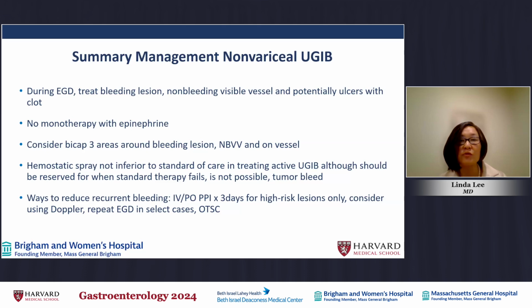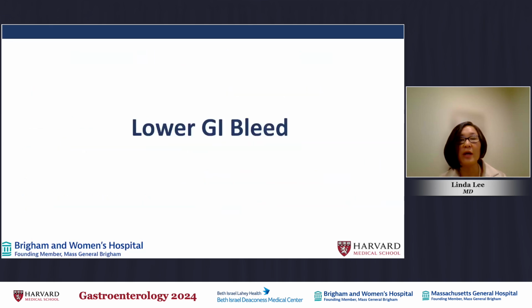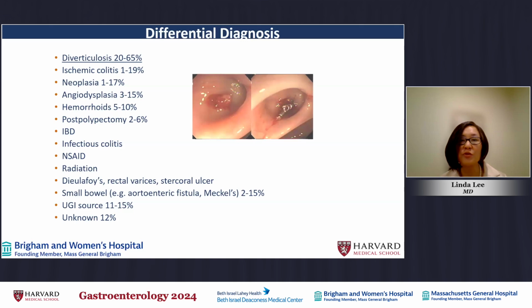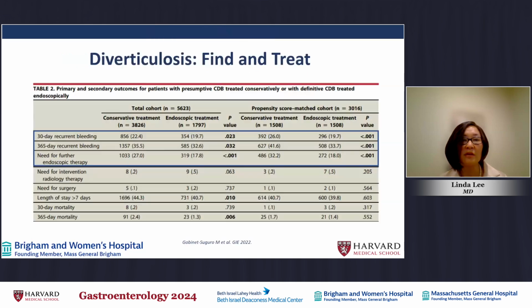And in terms of ways to reduce recurrent bleeding, high dose IV or oral PPI for the initial 72 hours for high risk lesions. Consider using Doppler probe, repeat EGD in select cases, and consider using the over the scope clip. All right, so let's move on to lower GI bleed now. As you can see there, diverticulosis still leads the pack in terms of etiology of bleed, and this just shows you a non-bleeding visible vessel within a tick and clips being placed carefully right on the lesion.